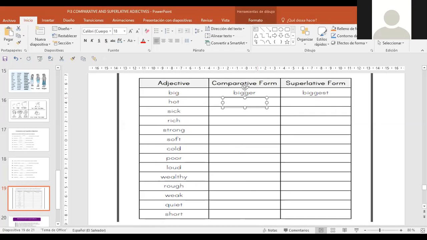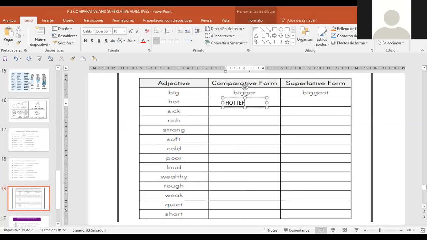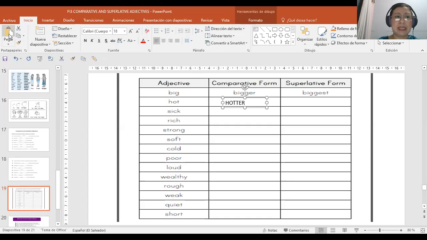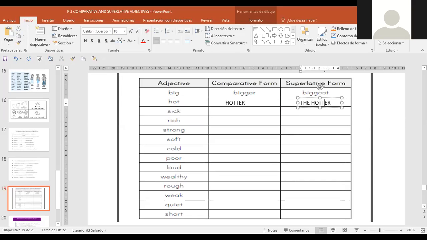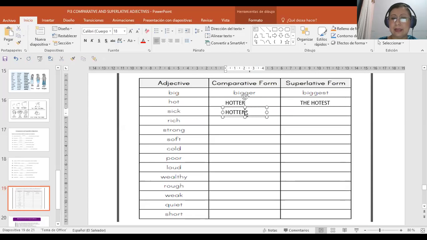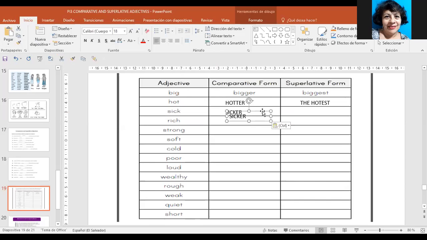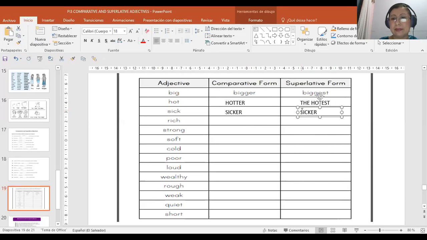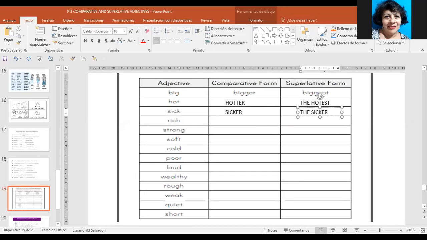What comparative form is hotter? Okay. In superlative form is the hottest. Okay, so let me copy and paste. It will take time, but okay. The hottest, right. Okay, thank you, Renee. Okay, who wants to continue with the next? Sick. Sicker? Mm-hmm. Sería sickest. Ah, yeah, because it's a superlative, okay. Right? Okay, okay. Yes. Excellent, thank you.